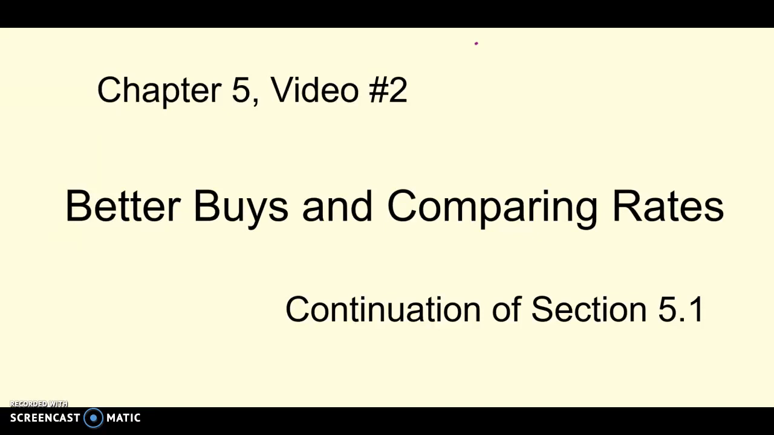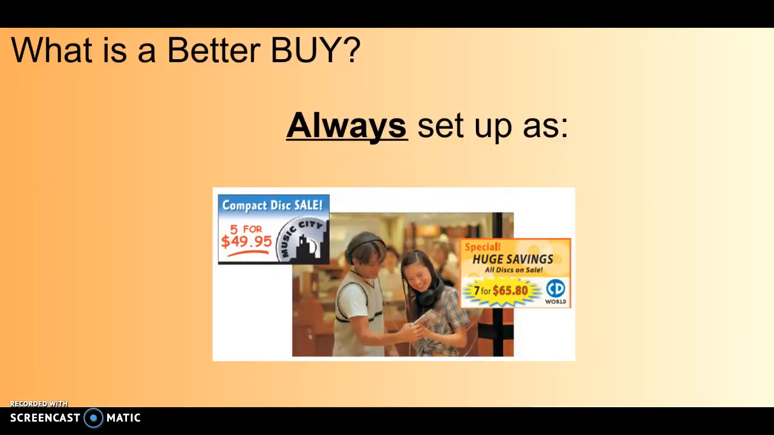Hi, this is video 2 for chapter 5. So it's kind of a continuation of section 5.1. There's a lot in this section. But in this video, we're going to cover picking a better buy and then comparing rates. So finding rates and then comparing which one is faster. So first topic, better buy.